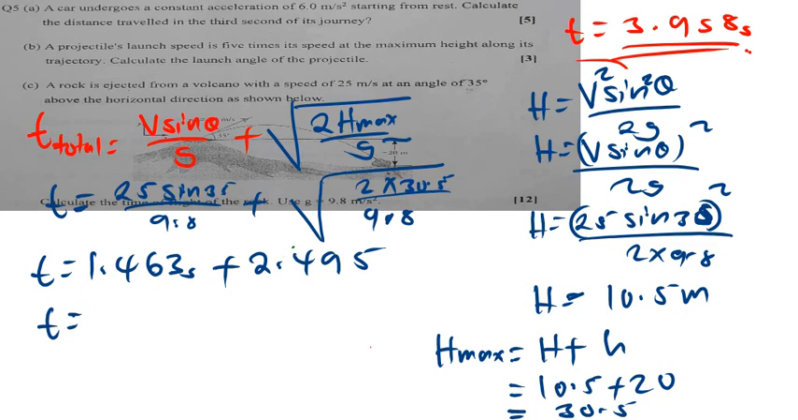So 1.463 plus 2.495. So this is giving me exactly 3.958 seconds. So as you can see, this answer and this one, they are the same. So you choose which method is okay for you. Okay? So that is it for this question.